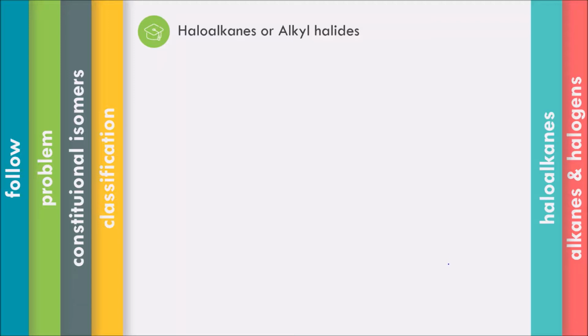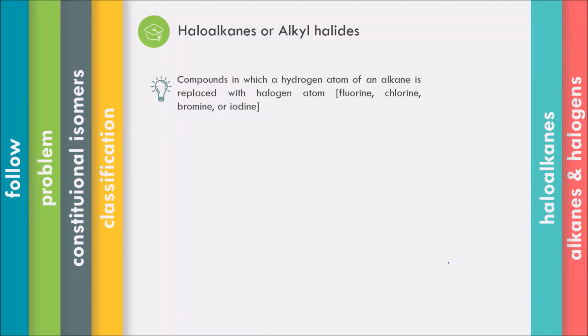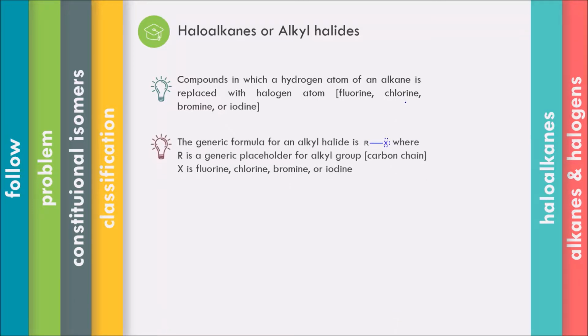Haloalkanes are also called alkyl halides. Those names are interchangeable. Haloalkanes are compounds in which a hydrogen atom of an alkane is replaced with a halogen atom. And like we said before, there are 4 common halogens used. The general formula for haloalkane is R, a single bond, X, where R is any carbon chain and X is a halogen atom.